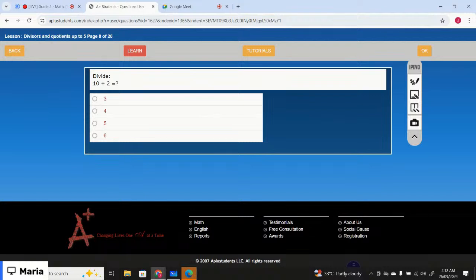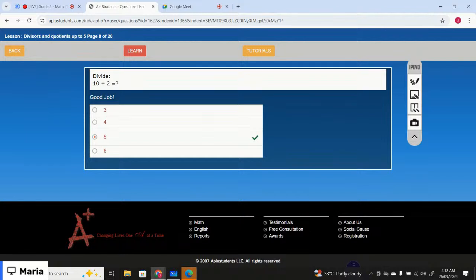10 divided by 2 is 5. 2 times 5 is 10. Who is doing wrong? 10 divided by 2 is 5. 2 times 5 is 10. The correct option is 5.